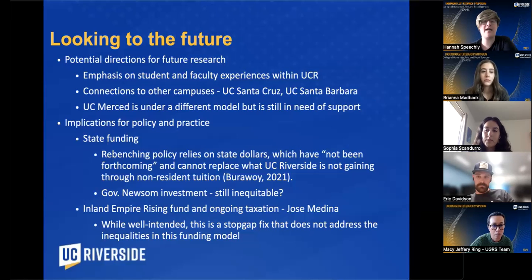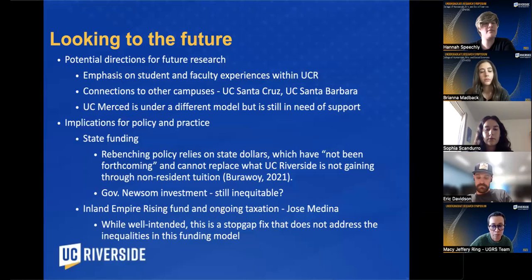And another thing is that emphasis on student and faculty experiences within UCR is something I also really wanted to focus on, but I wasn't able to because of limited time and finances. So maybe seeing if something like that could be replicated on another campus would be something I would really like to see. As far as implications for policy and practice, the biggest thing is state funding.